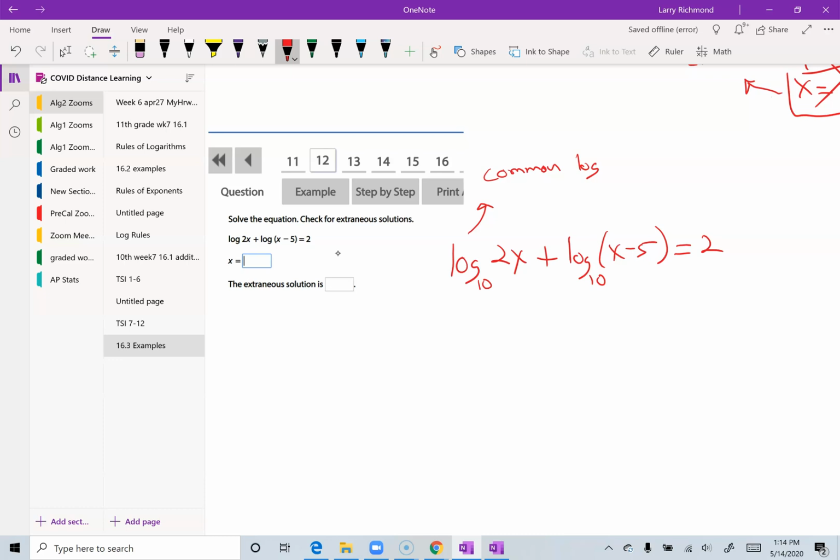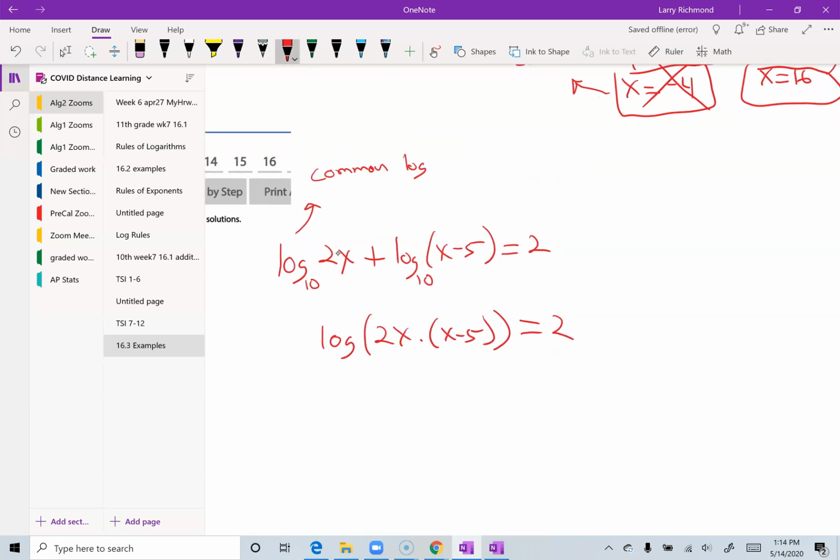So again, I'll use my product rule to write this as one log of 2x times x minus 5 is equal to 2. Now we will use our definition of a logarithm. And we have log base 10. This base to this power is equal to this quantity in parentheses here. So 10 squared is equal to 2x times x minus 5.